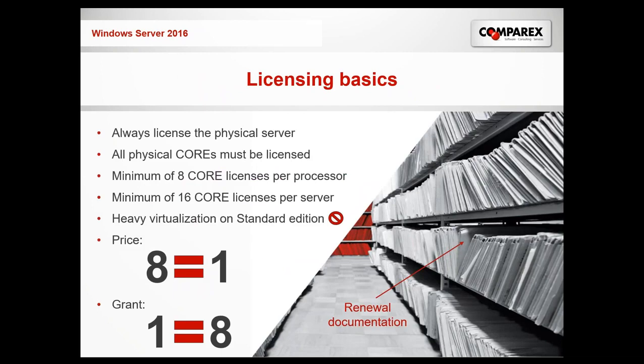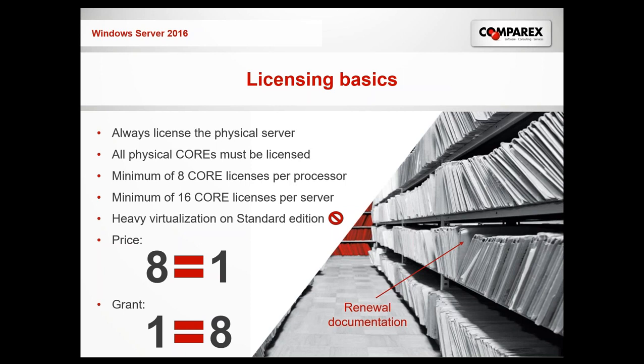So, the licensing basics of Windows Server 2016, you always license the physical server. This hasn't changed, and you will have to license all the physical cores available for the operating system in that server. That hasn't changed either. Now you may ask yourself, can I really have cores in a server and not have to license them? And the answer to that question is actually yes, you can. If the operating system cannot see and utilize the cores, you will not have to license them for Windows servers. It's not like Oracle or any other vendors that do that.